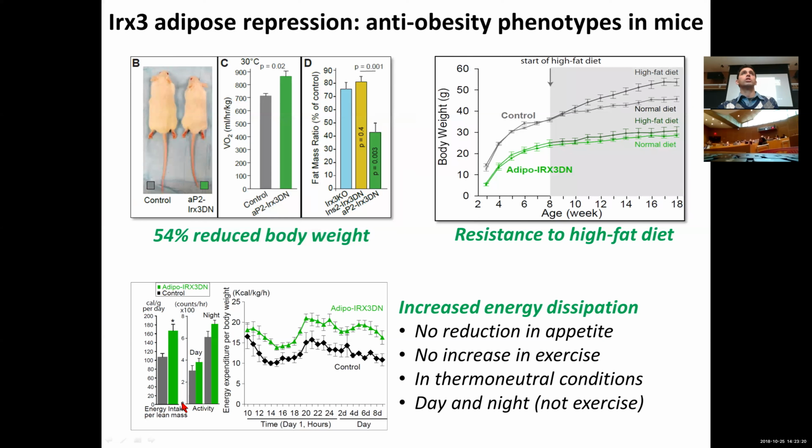And these mice did not change their appetite or their exercise. What they did is simply burn more calories when they're awake. You can see here when they're awake, they're burning more calories. And when they're asleep, they're burning more calories. So these mice were just simply thermogenizing.